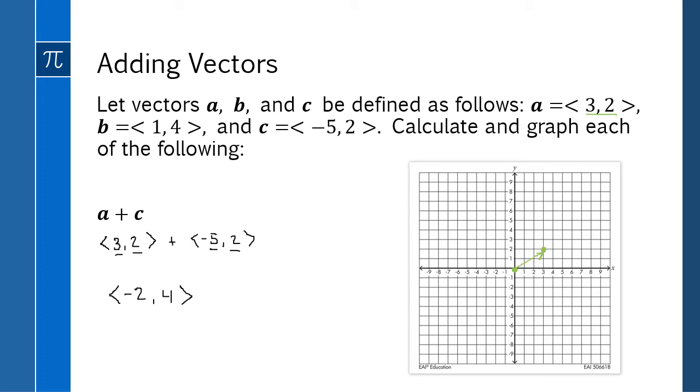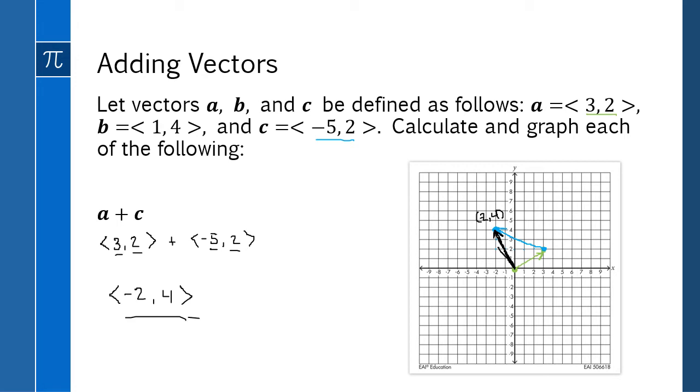And then vector C involves going 5 units left and 2 units up. So I'm going to start where my last vector ended, and from there go 1, 2, 3, 4, 5 units to the left and 1, 2 units up. So vector C would end up right there. So the sum of the two, from the start of the first one to the end of the second one, puts us right there, which has the coordinates -2, 4, as we predicted.